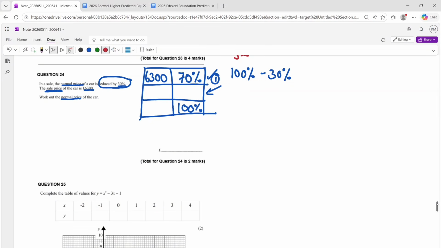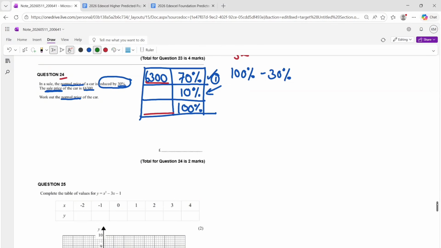Now, you can't just work out 30% of that and add it back on, because 30% of the original price is not going to be the same as 30% of 6,300. So you can't do that. That's why it's question 24, not earlier on in the paper. So you need to find a number that goes nicely into 70 and 100. So I'm going to use 10% because that goes nicely into both of those numbers. So I now need to think, how many 10% go into 70?